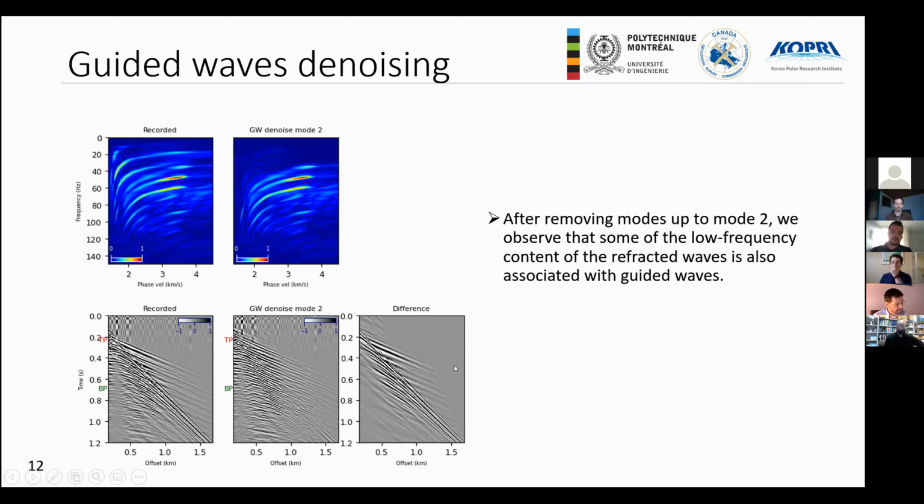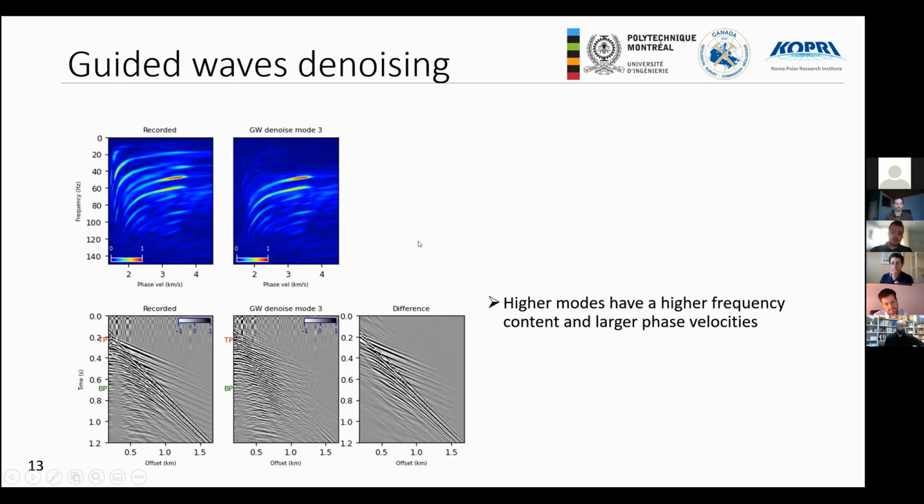So we continue removing modes, and what is happening is that we are increasing the frequency of the energy that we are removing. So we are removing energy traveling at the velocity of the direct arrival, this one in here, and energy that is traveling at the velocity of the refractive waves. But with increasing modes, we are removing higher frequencies for that.